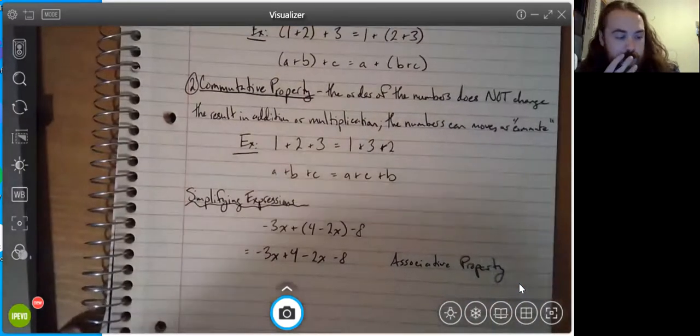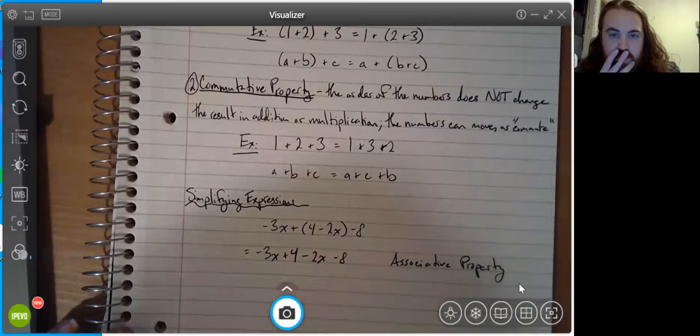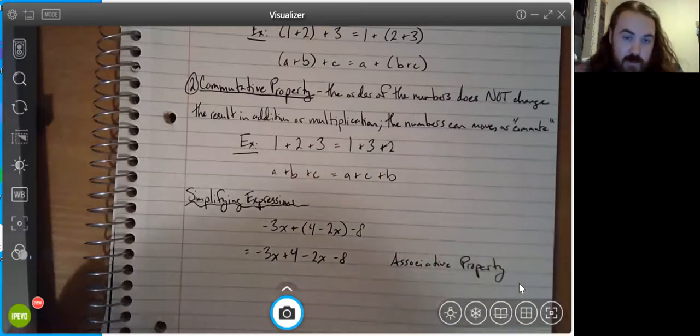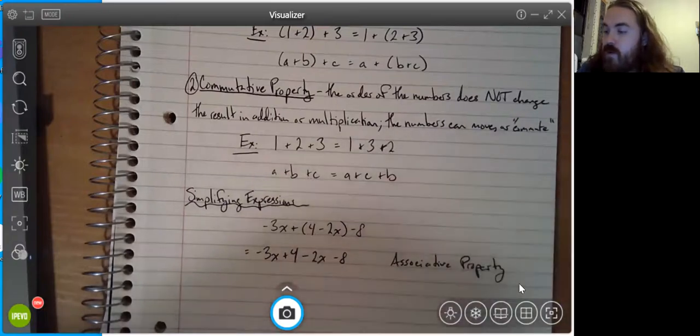Now, next idea, what do we want to do? Well, we want to group like terms. We want to put them next to each other. The reason why we can put like terms next to each other is actually because of the commutative property. The order of the numbers does not change the result.